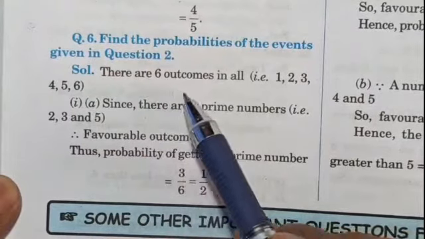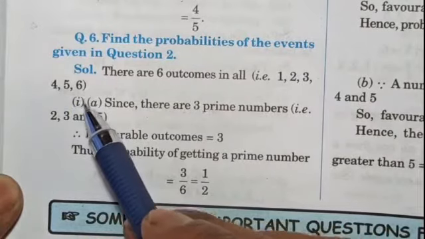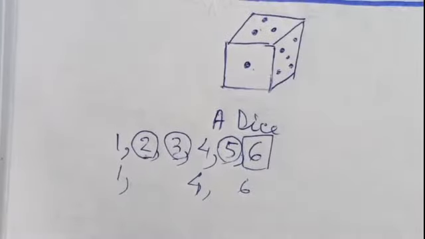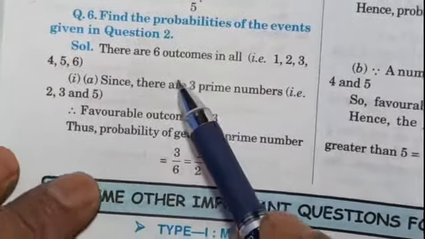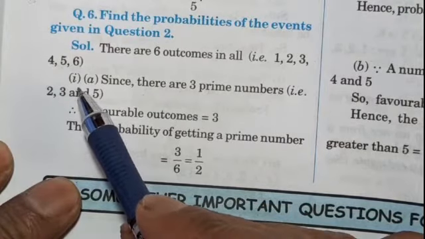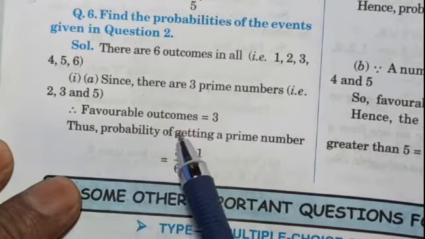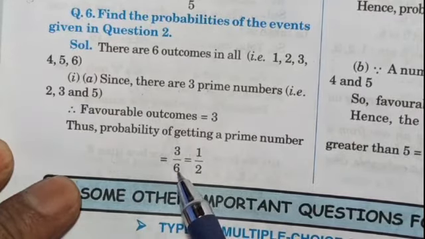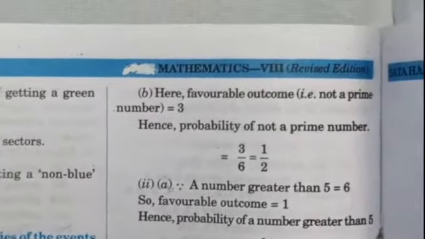Solution. There are 6 outcomes in all: 1, 2, 3, 4, 5, 6. In a die there are 6 numbers, and these are the outcomes. Roman number 1a. Since there are 3 prime numbers, that is 2, 3 and 5, the favorable outcome is 3. Thus, the probability of getting a prime number is 3 by 6. If we divide by 3, we get 1 by 2. Here, a is over. Then b.